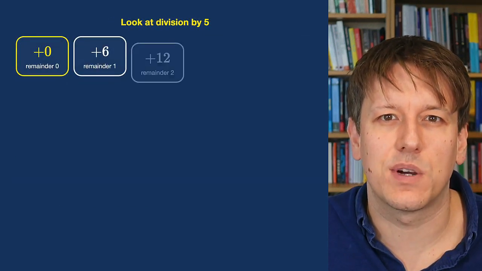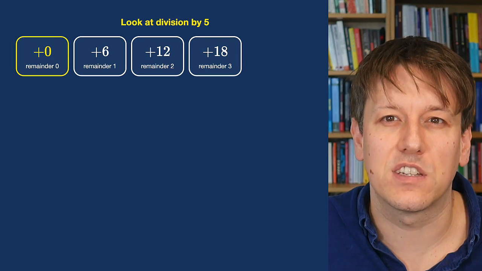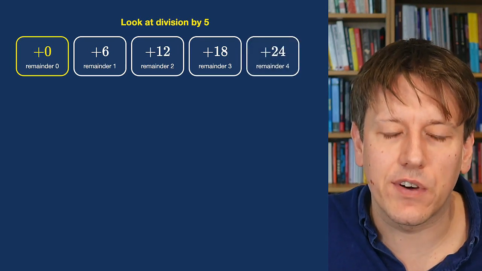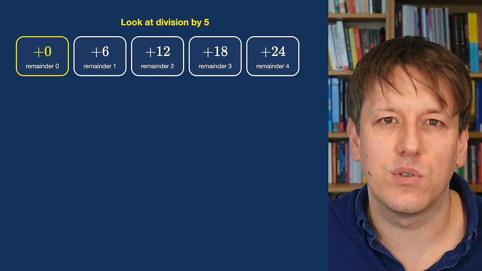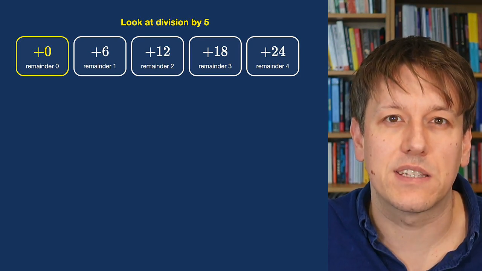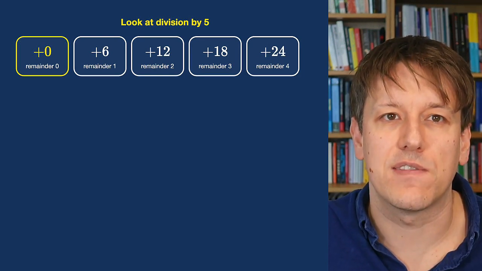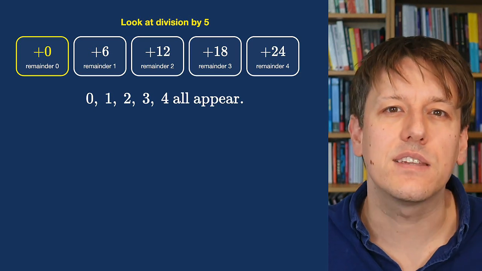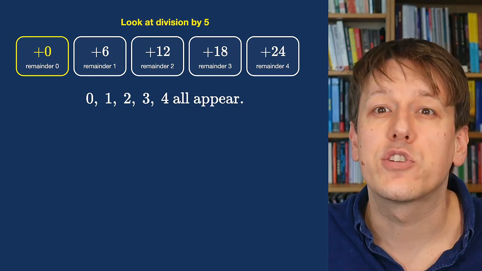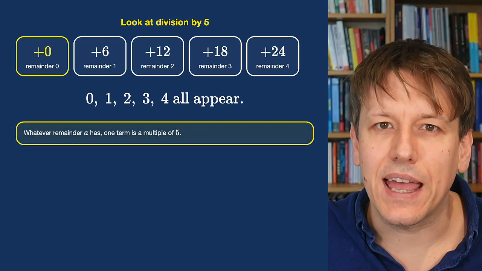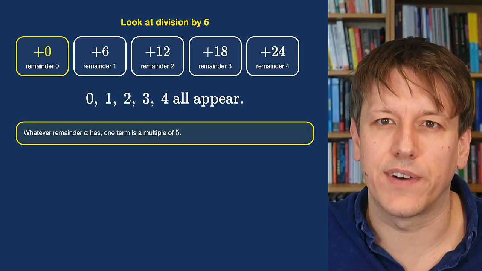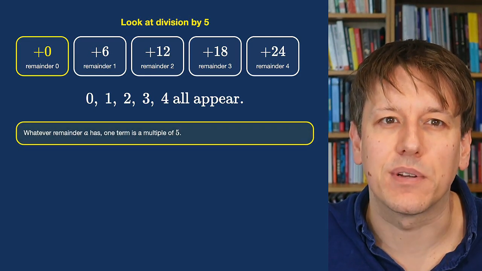next. So let's think about these extra amounts, 0, 6, 12, 18, and 24, in terms of what happens when we divide them by 5. They leave remainders of 0, 1, 2, 3, and 4, respectively, when we divide them by 5. So among the 5 terms in the list, we get all 5 possible remainders when dividing by 5. That means that whatever remainder a has, one of the 5 numbers must be a multiple of 5.